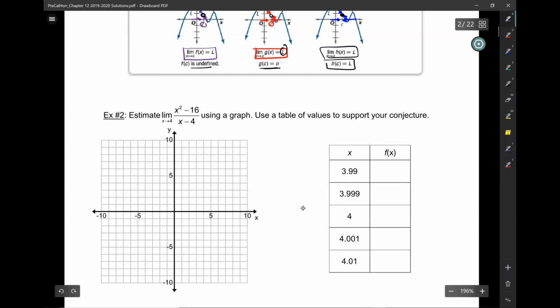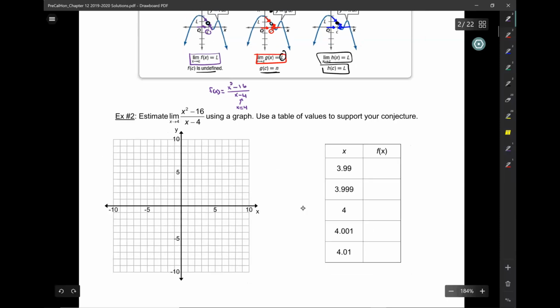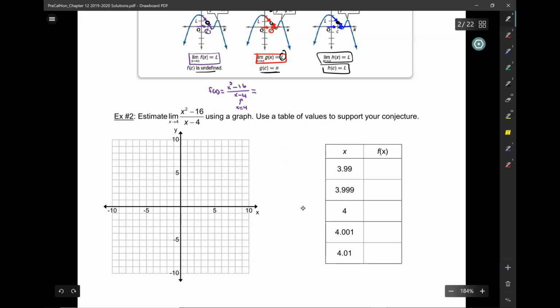All right, so let's take a look at this one. We're going to estimate the limit of this function using a graph. Okay, so we can do this in a couple of different ways. One way is you can plug that into your calculator and graph it. Another way is you can recognize that x squared minus 16 over x minus 4 is my function, and that is a rational function. And there is something funny about that point x equals 4. It is a discontinuity. But what kind of discontinuity is it?